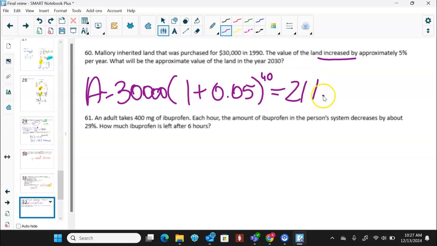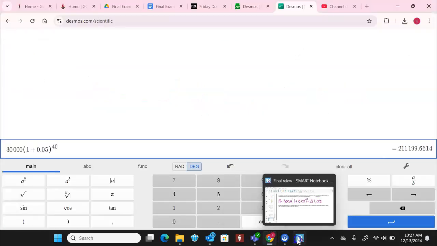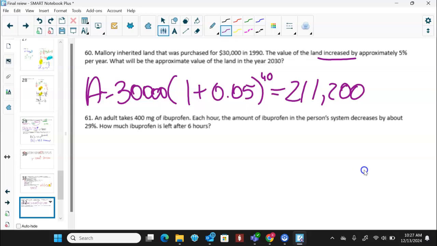211, 200. You can just round it up to 200 dollars. Now problem 61: an adult takes 400 milligrams of ibuprofen.